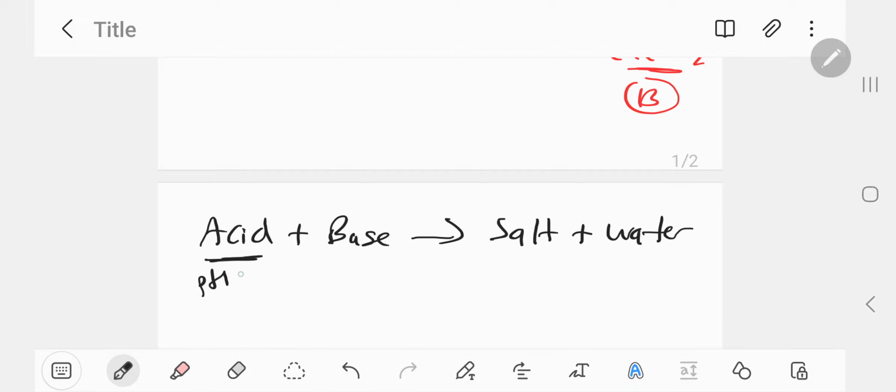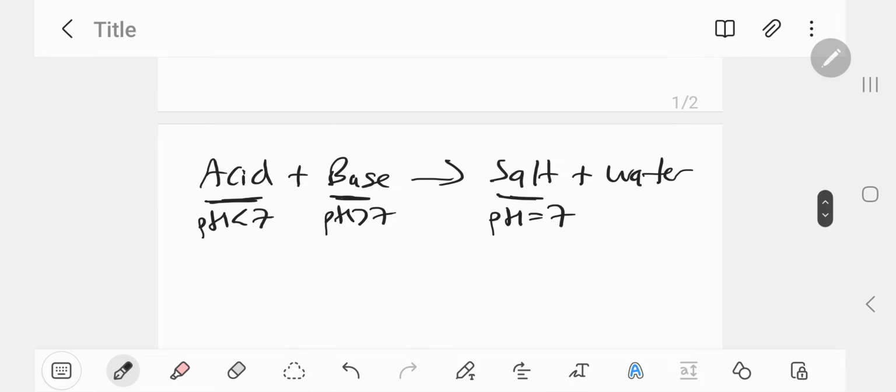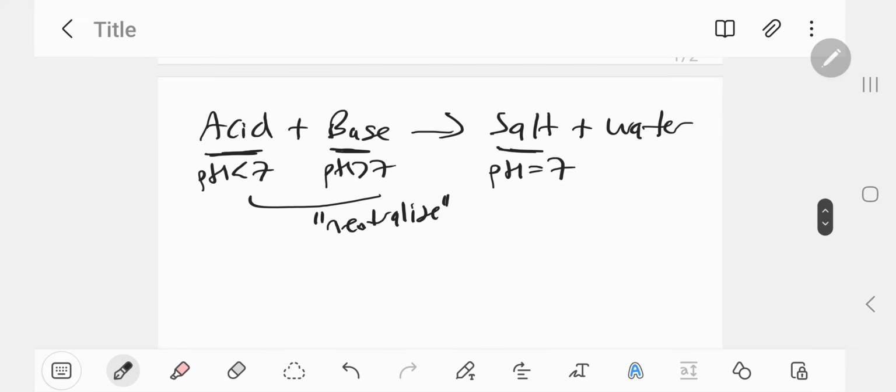Acid has a pH less than 7. Base has a pH greater than 7. The salt that's formed is neutral, pH is 7, and the water as well. In other words, the acid and base neutralize each other. They cancel out to give something that's neutral. Hence, neutralization reaction.